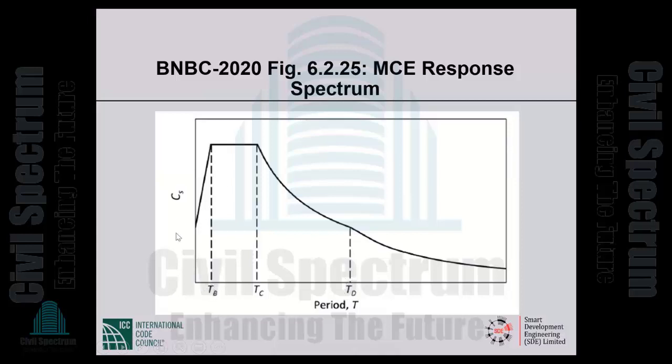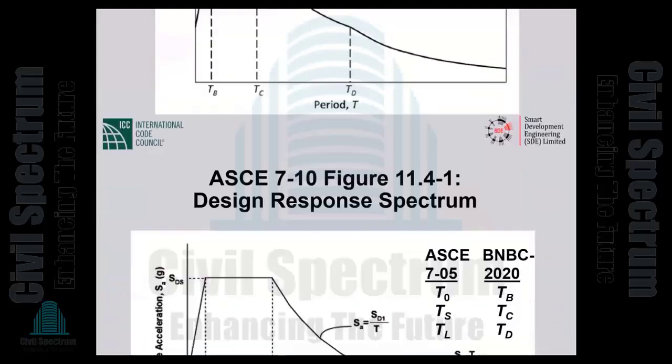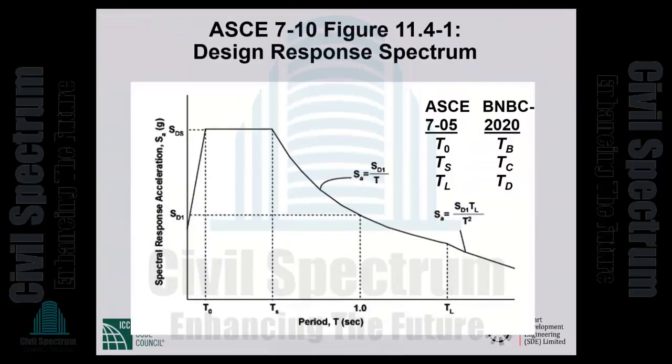There's the ramp. The huge difference between the two spectra is that the AC705 spectrum I showed you is the design spectrum. This spectrum is the maximum considered earthquake spectrum. I have not discussed design versus maximum considered earthquake yet. That is to come, but please note that that is the situation. Okay, one is a design spectrum, another is an MCE spectrum.